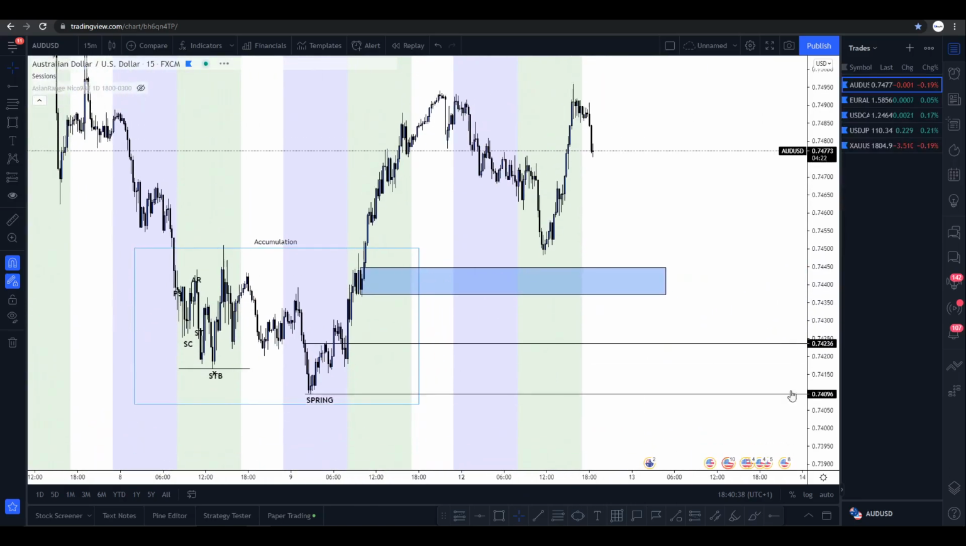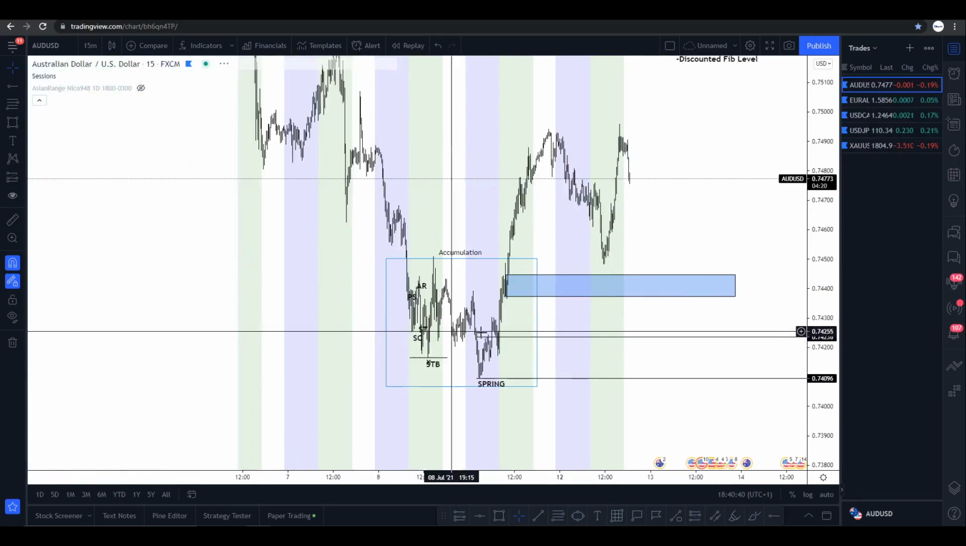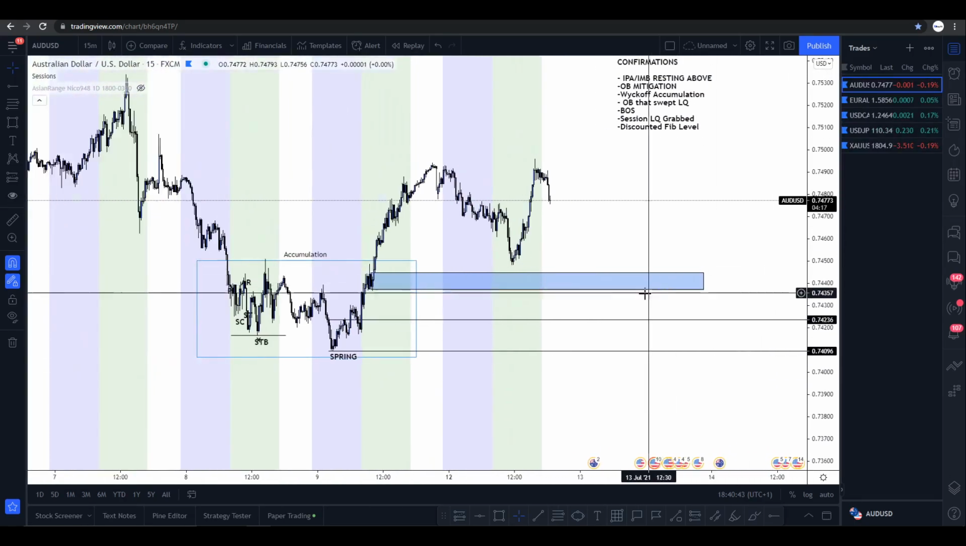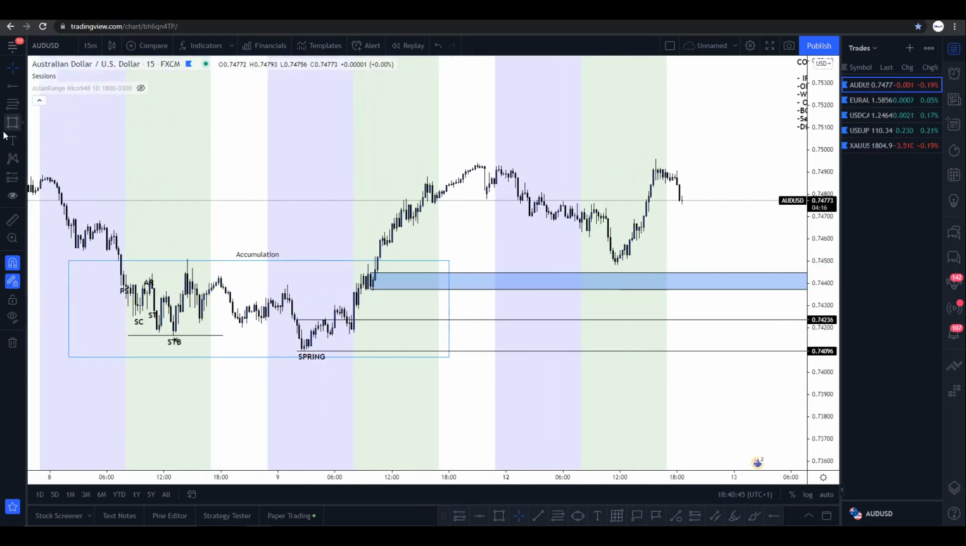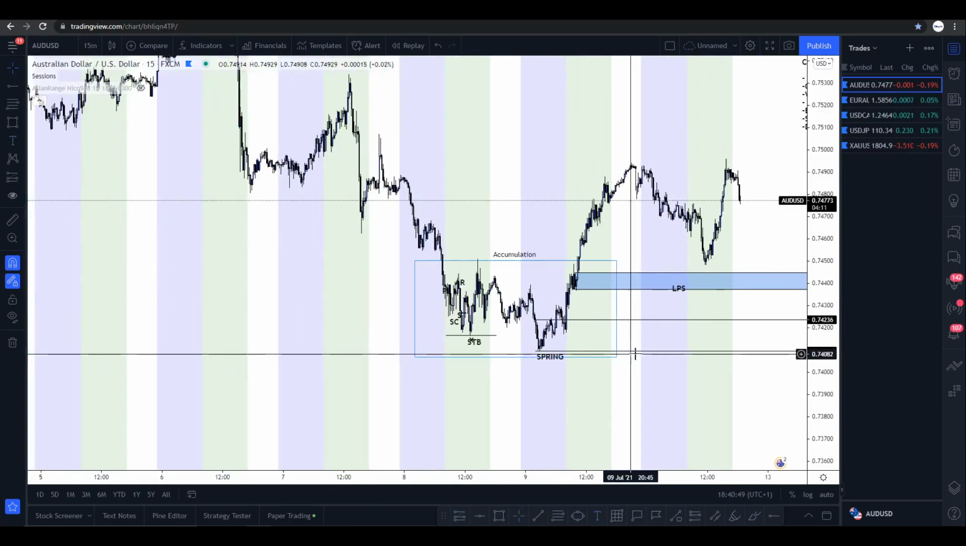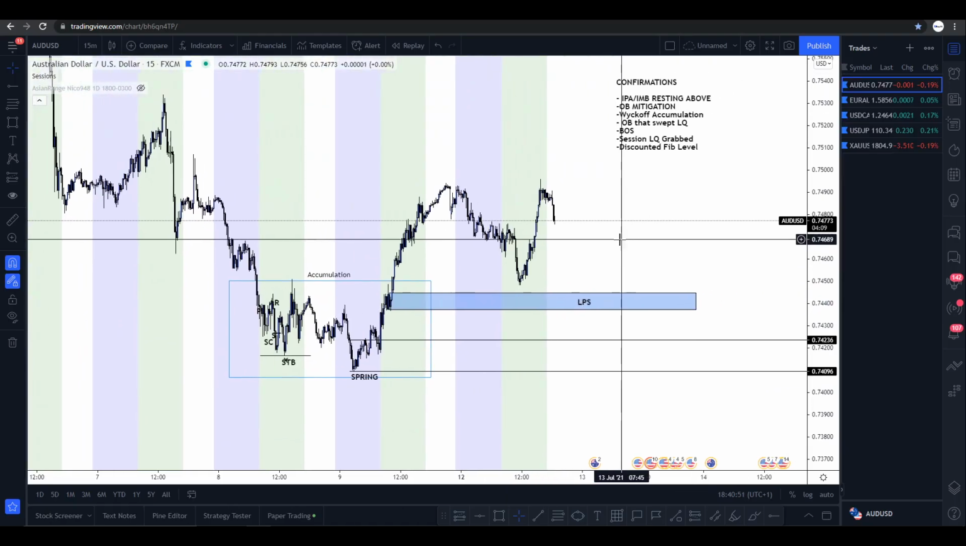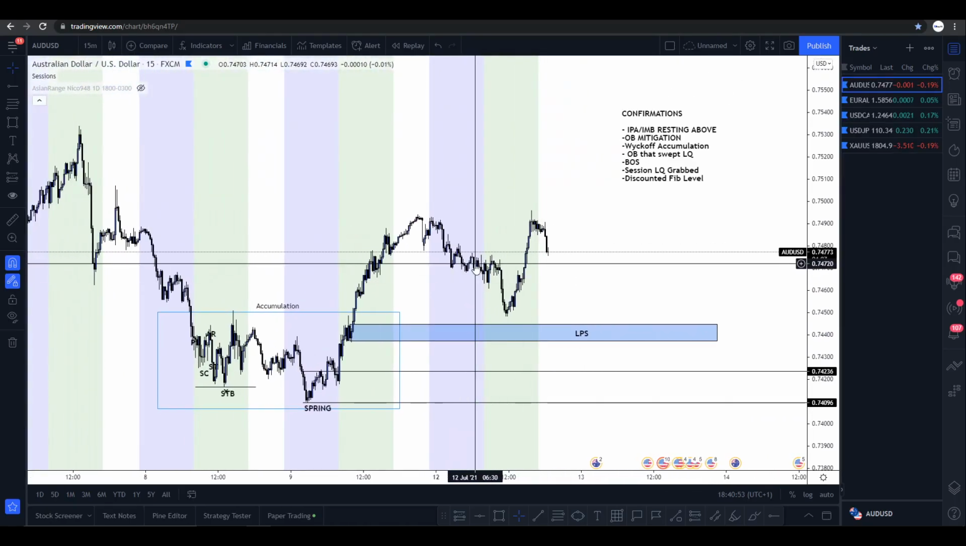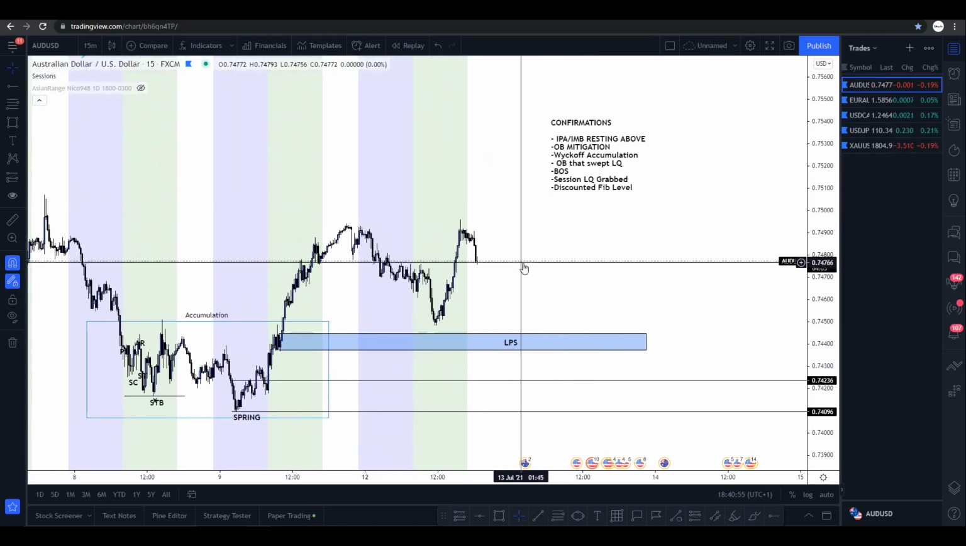And yeah, so you could also be focusing on this level, and this is still in our blue fib zone. So we have two potential POIs for our AUD USD buy side opportunity. So yeah, that's basically what I'm seeing for AUD USD right now. Let's see what ends up happening.